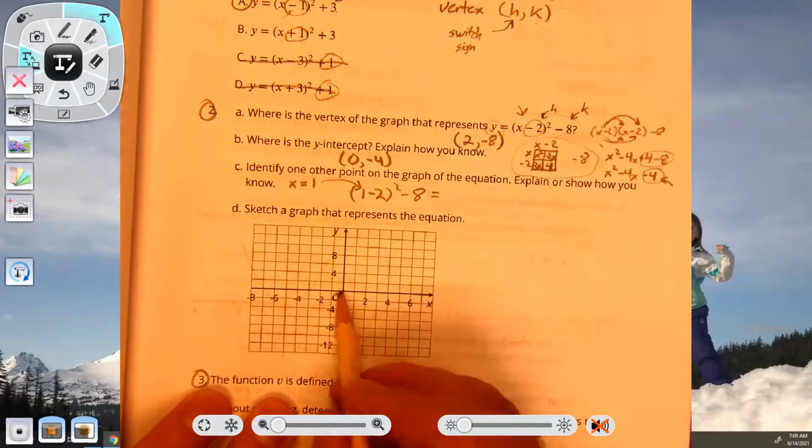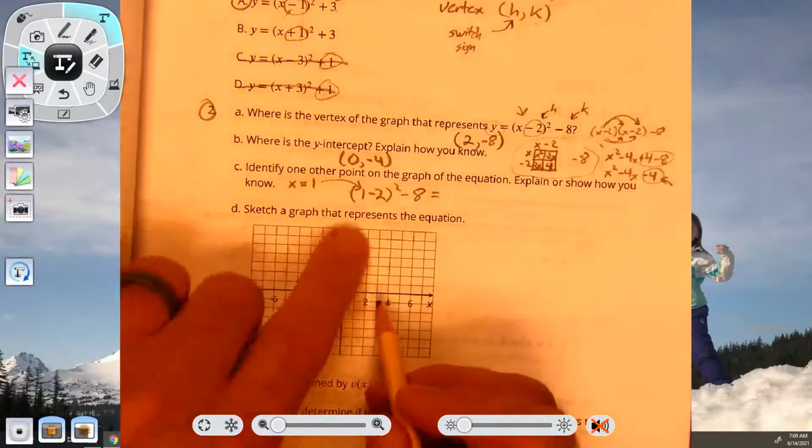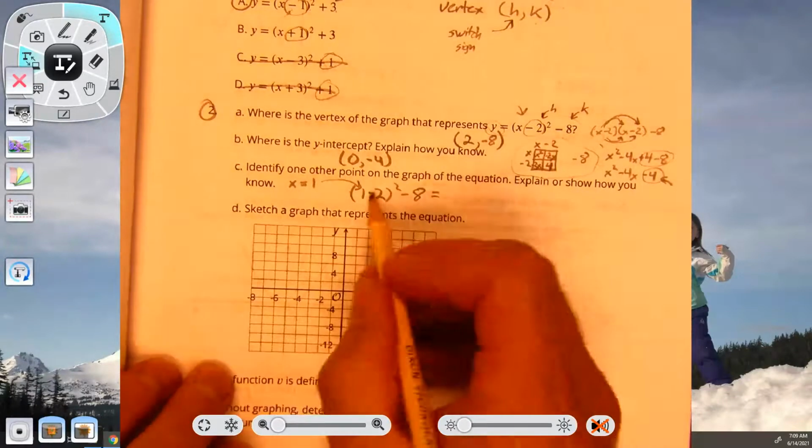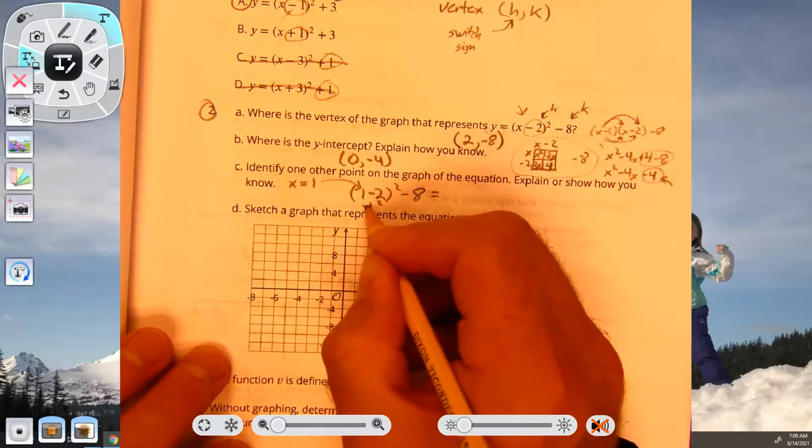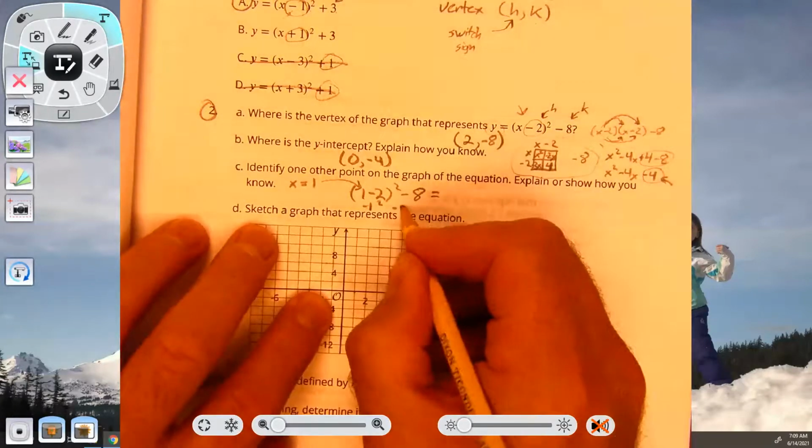If I move over here to 1 on the graph, I want to know what the y is going to be. So 1 minus 2, that's just negative 1 squared. Negative 1 squared is positive 1.